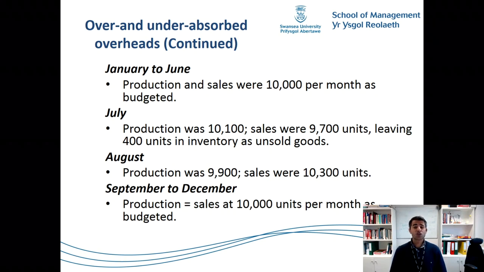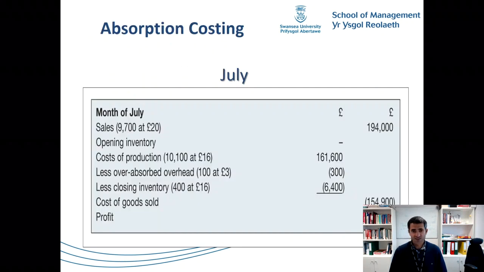But what happened in July right now? We made extra 100 units, yeah? Instead of 10,000 units of production, we made extra 100 units. So how does it work now? Let's have a look.